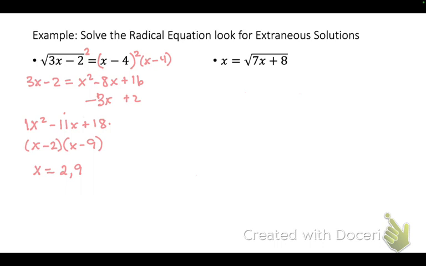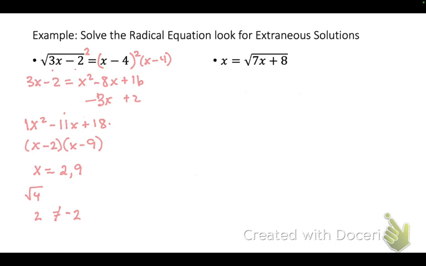Do they both work? How do I know if they both work? Plug them in. It doesn't have to be in detail, I just have to plug it in. So over here, I'm going to have the square root of 6 minus 2 is 4. So the square root of 4 is 2. And when I plug 2 into the other side, I get negative 2. Are those equal? No. So is 2 a solution? No.